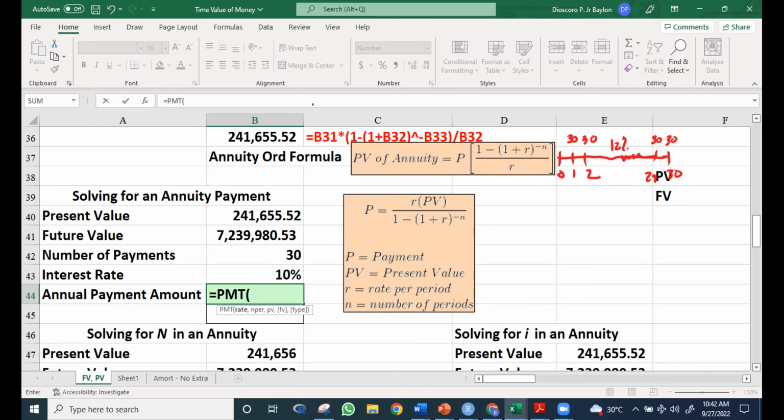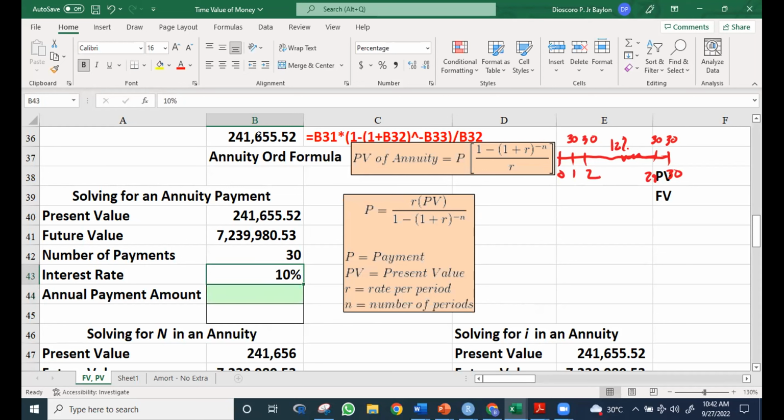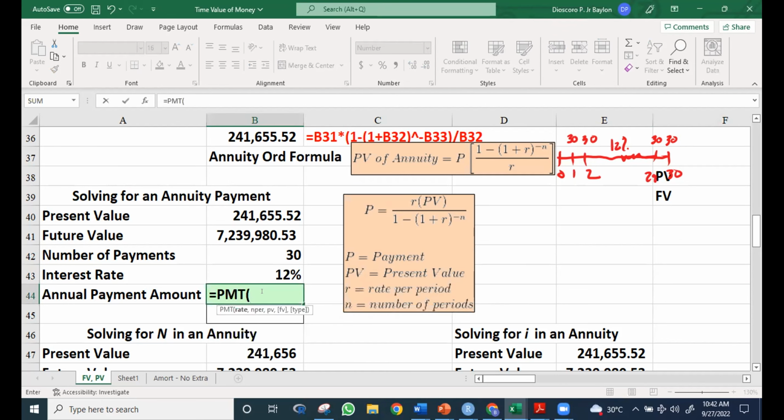Okay, PMT. What's our rate, class? Oops, we have to change the rate here. We have to make it 12%, no? Just to be consistent. Otherwise, we'll get the wrong answer. Okay, 12%. So it's equal to PMT. Our rate is 12%. Our NPER is 30. Okay, what's our present value? Our present value is 241,655. Okay, comma. All right, since you already used the present value, don't use the future value anymore.